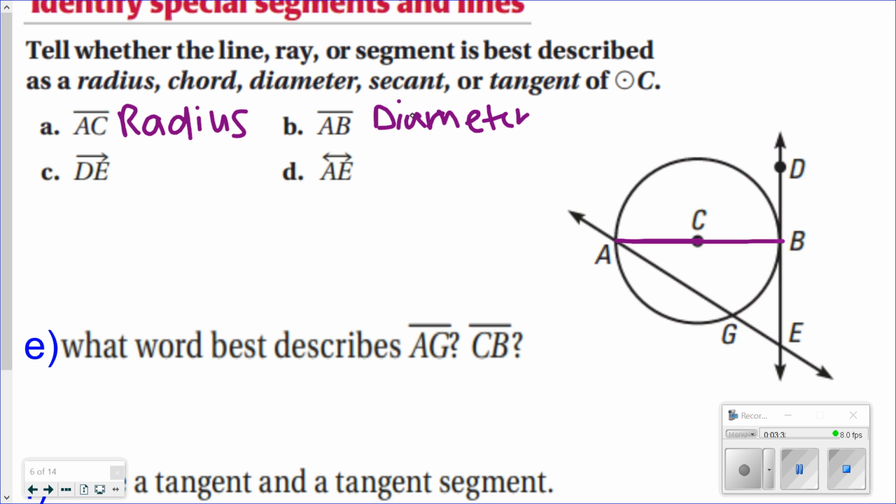Okay. Ray DE, so DE here. What would be the best way to describe that ray? And it would be a tangent. Why? It doesn't go through the circle, and it only hits the circle in 1 point. And then finally, AE. AE is this line right here, and that goes through the circle. It's a line that goes through the circle, so it is a secant.